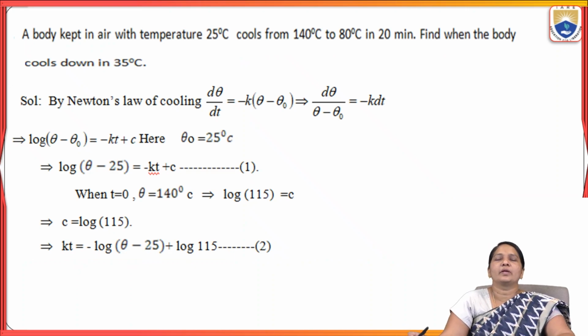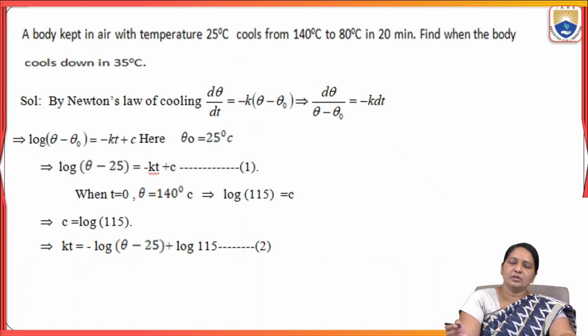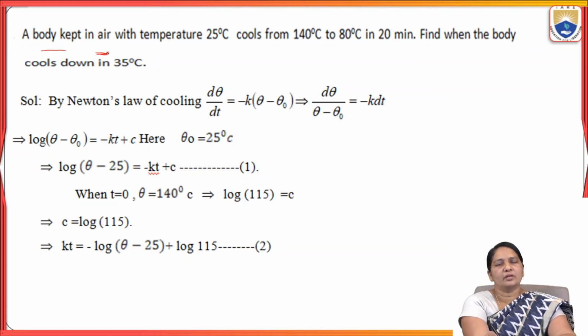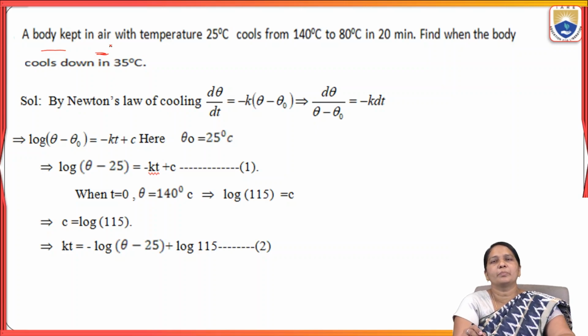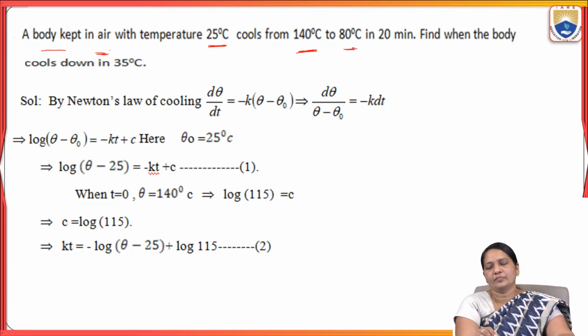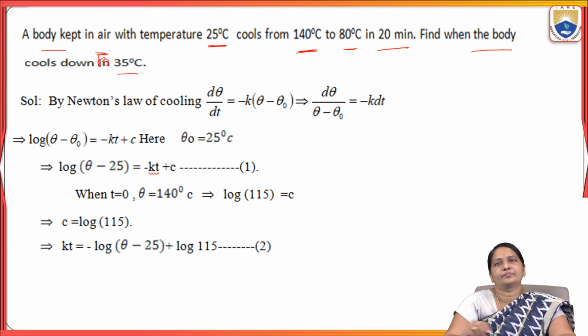Now I am moving on to the example problem. Here the given problem is: a body kept in air, with the temperature 25 degrees C, cools from 140 degrees C to 80 degrees C in 20 minutes. Find when the body cools down to 35 degrees.